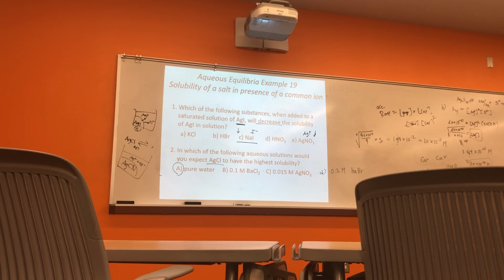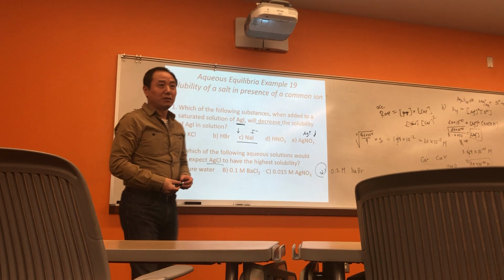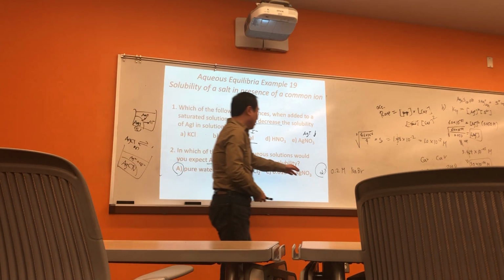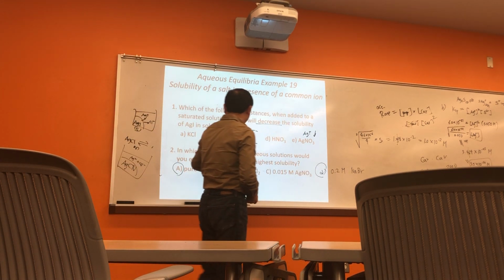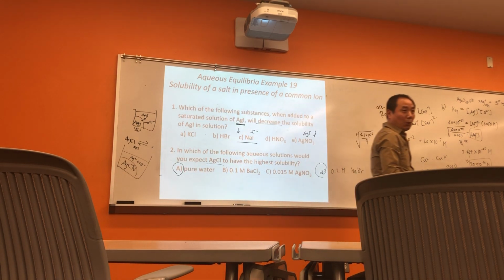What do you think? A and D. Why? It has something, but that doesn't provide any common ion. So practically, solubility will be almost equal, unless you see another reason. Okay?